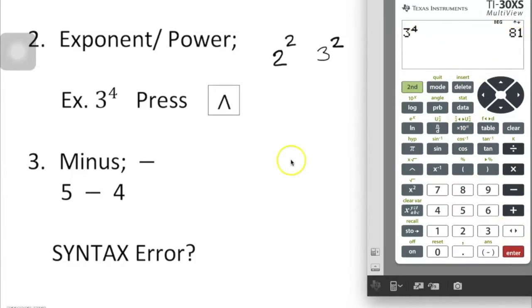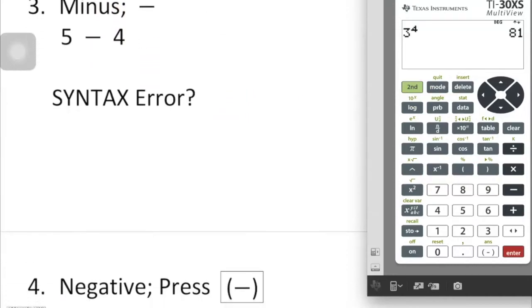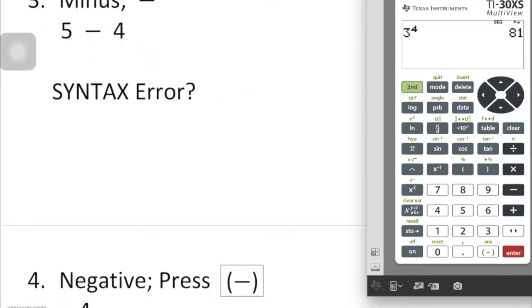Okay. Now number 3 is a little bit confusing here: minus and negative. We want to make sure we understand this one. I want to discuss this a little bit. This is called minus. Why is it minus? Because a minus b, or 5 minus 4: if there are two numbers and this sign is in the middle, we call it minus.